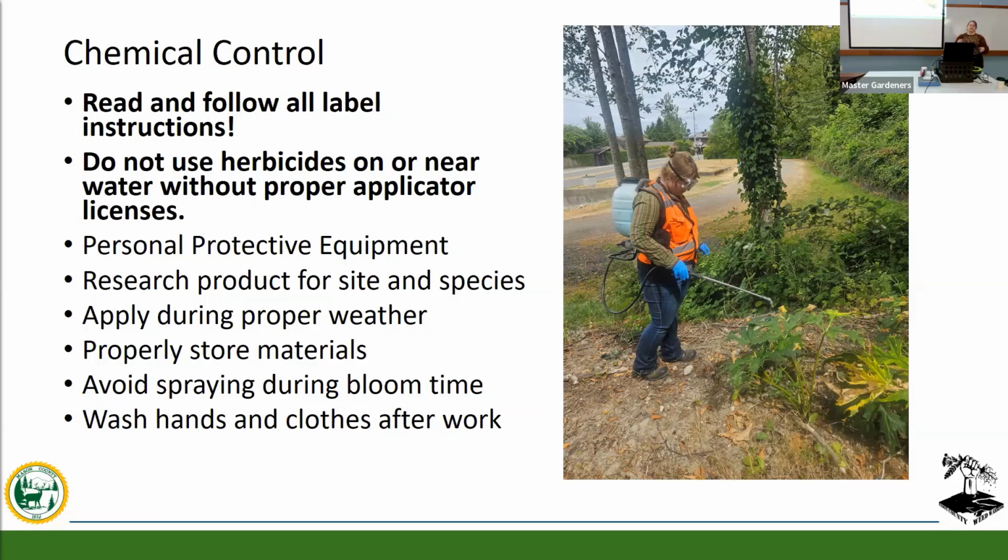If you are at a point where you're needing to use herbicide for your control, it's very important that you research to make sure you're doing control in the proper way so that you are getting the best control with your product. And then also in Washington State, herbicide use is heavily restricted if it's in or near water. So do not apply in and around water without proper applicator licenses. And then always wash your hands and clothes after work to protect yourself. Wash your hands before eating and drinking. And then avoid spraying during bloom time because this will reduce the impact to pollinators.